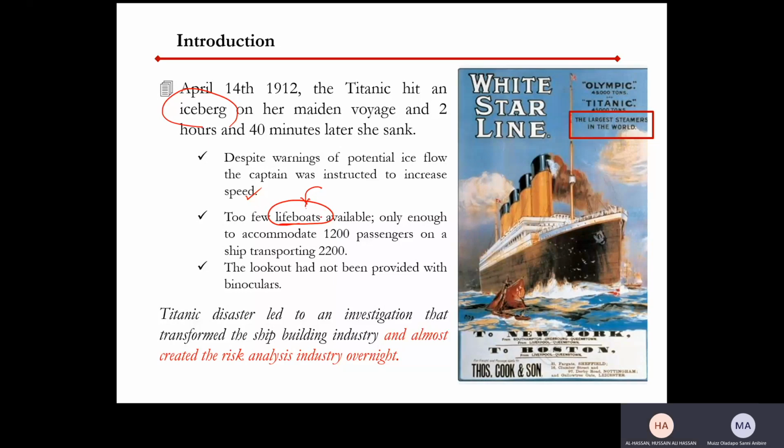So they only had a few lifeboats. Maybe they wanted to free up some space on the ship. But the reality here is that because they ignored the risk, either they denied the risk or ignored the risk, okay.